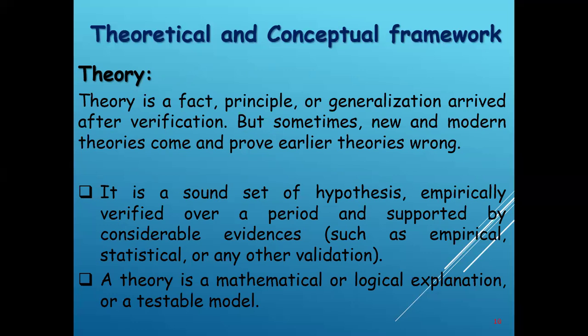It means theories are developed by meeting all aspects that include effect, principle, and generalization, but sometimes new and modern theories come and prove earlier theories wrong. It means the previous theories may miss certain facts or principles, or the present principles are changed. So with the change of the principle, the theory will also change.